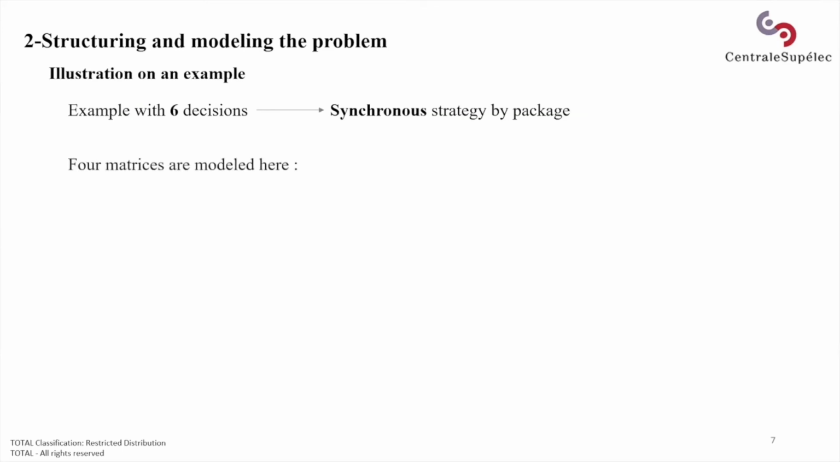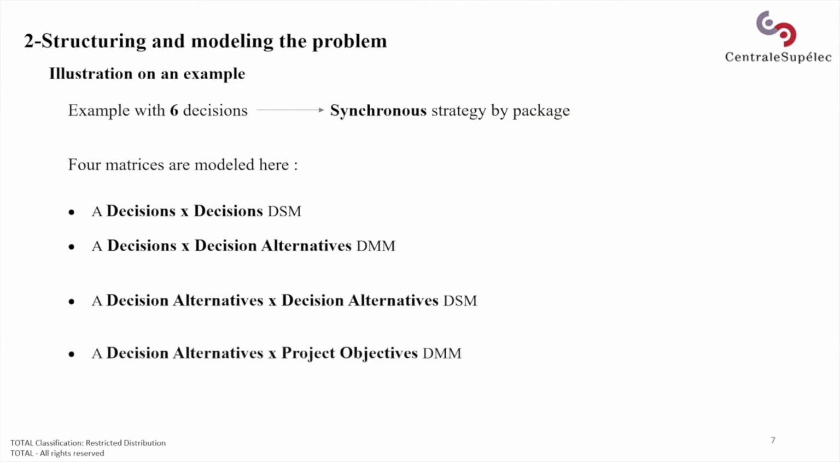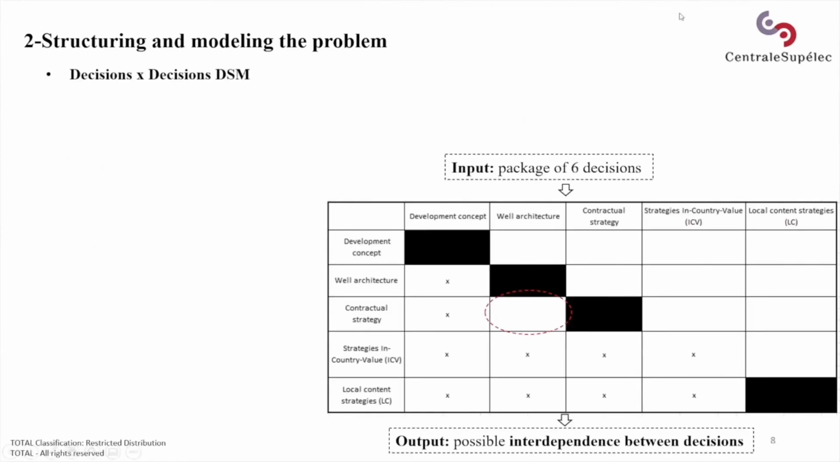In this part, 4 matrices are used to model the decisions, their alternatives, and their objectives. We have first a decisions cross-decisions DSM, second a decisions cross-decision alternatives DMM, third a decision alternatives cross-decision alternatives DSM, and finally a decision alternatives cross-project objectives DMM.